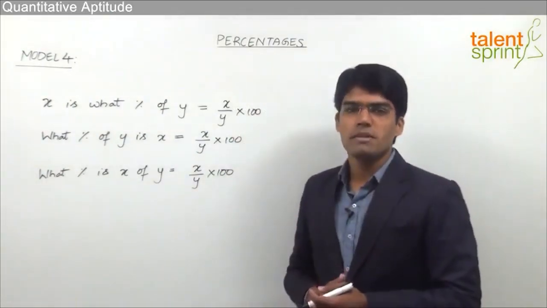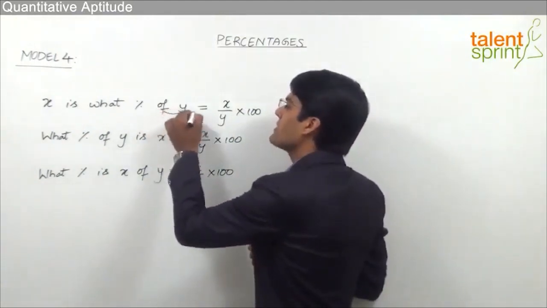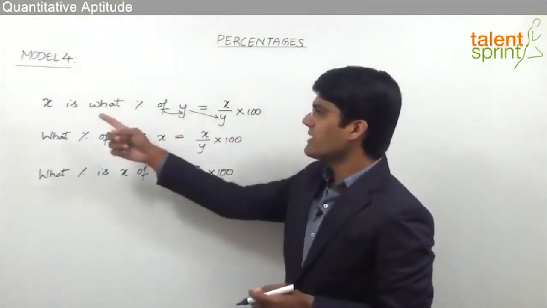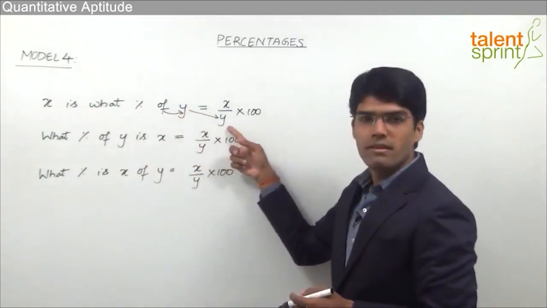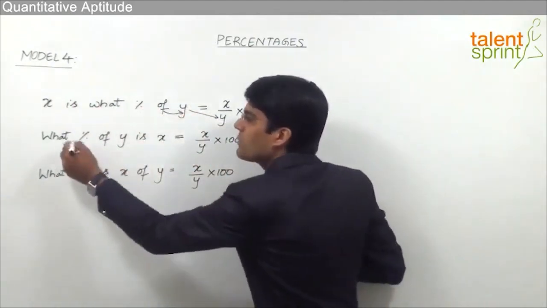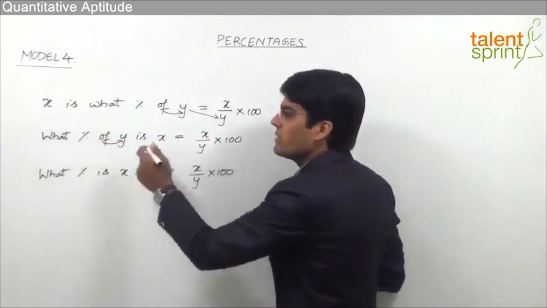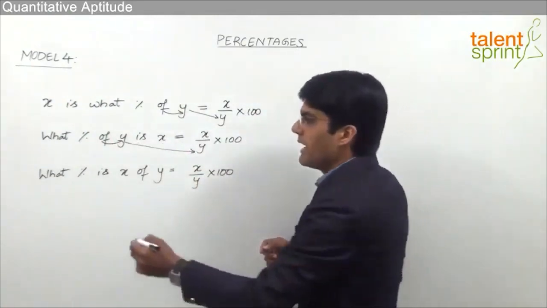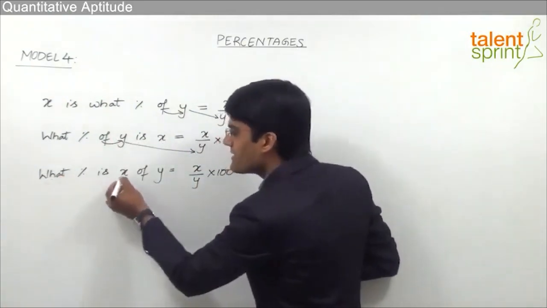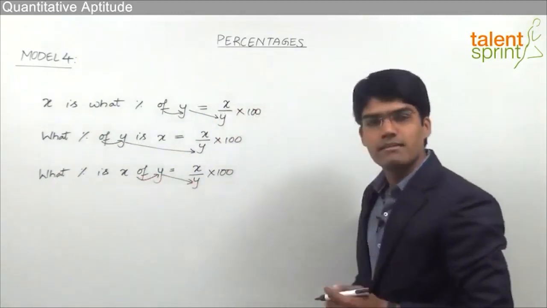One simple way to remember the formula here is that whatever is followed by 'of' should always be taken in the denominator. For example, as you can see here, X is what percent of Y. So that Y goes in the denominator. Similarly, in the second case, what percent of Y is X. So the answer again is X by Y into 100. As you can see here, whatever is followed by 'of' goes in the denominator. And even in the last case, what percent is X of Y, 'of' is followed by Y and that Y is taken in the denominator.